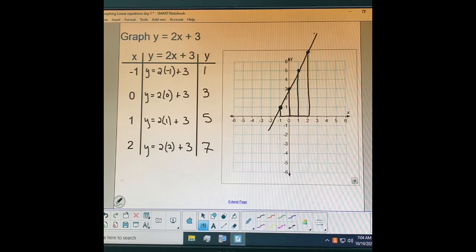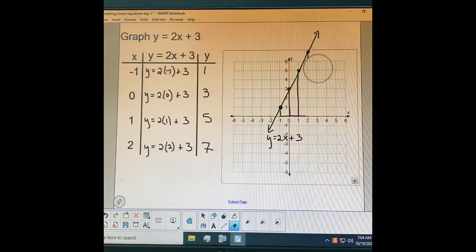Connect all 4 points, straight line, use arrows because this line continues in 2 directions forever. Label the line y equals 2x plus 3, and we really don't need those lines that I was drawing to show where the coordinates are, so you shouldn't have those. Let's try the next one.